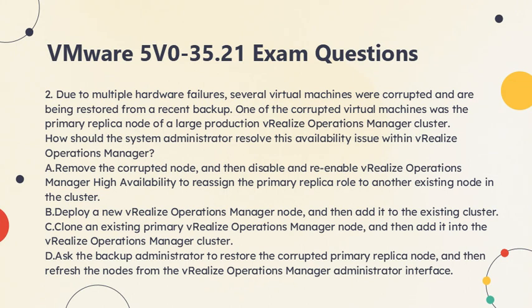B. Deploy a new vRealize Operations Manager node, and then add it to the existing cluster. C. Clone an existing primary vRealize Operations Manager node, and then add it into the vRealize Operations Manager cluster. D. Ask the backup administrator to restore the corrupted primary replica node, and then refresh the nodes from the vRealize Operations Manager Administrator interface.